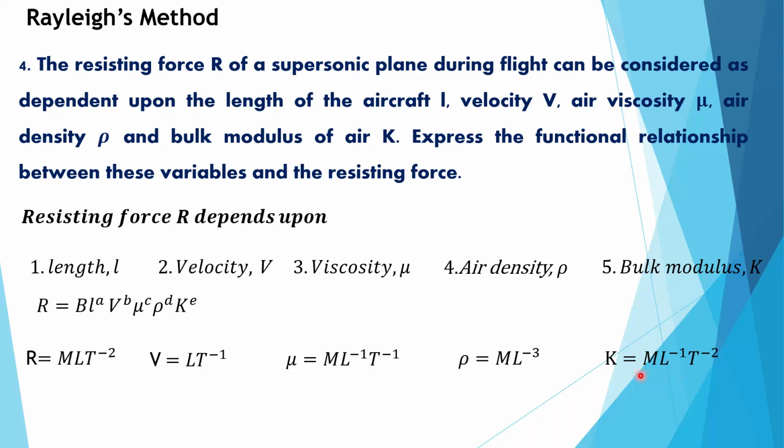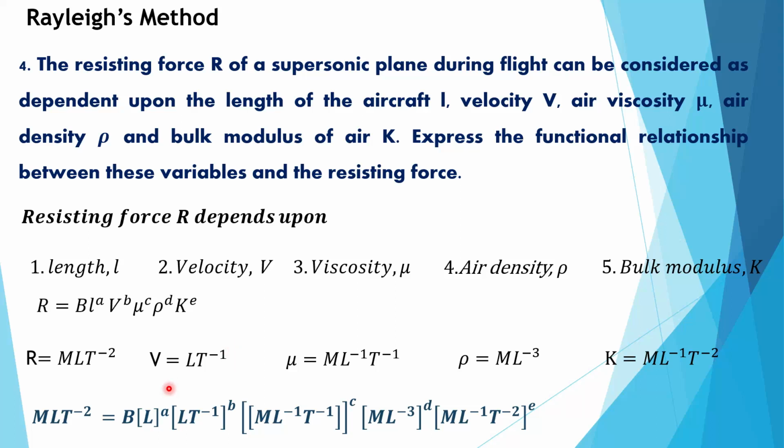Bulk modulus is equal to change in pressure to volumetric strain. The volumetric strain doesn't have any units because it is delta V divided by V. So change in pressure or pressure is force by area. So force is M L T power minus 2 divided by area is L square. So it will become M T power minus 2 divided by L, or if L is brought to the numerator, it will become M L power minus 1 T power minus 2. Now we'll substitute the values in this equation.